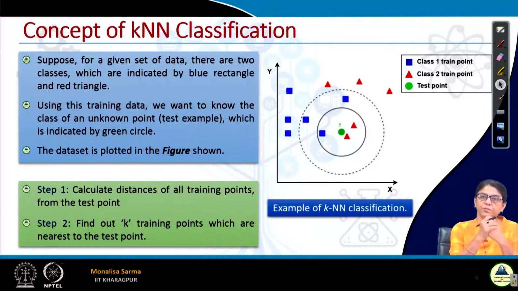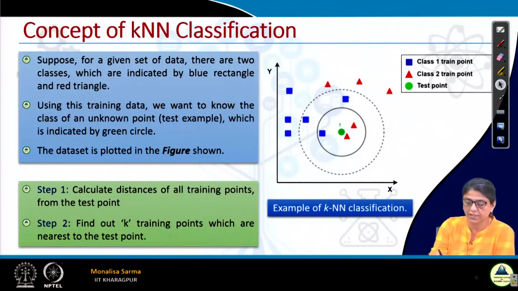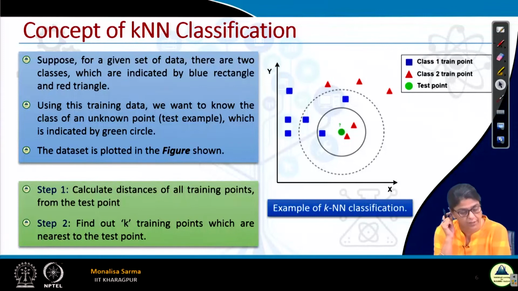Suppose we are given observations, and there are just two classes. Suppose here, this blue square which we see is one class, and this red triangle which we see is another class. Suppose we have two classes.